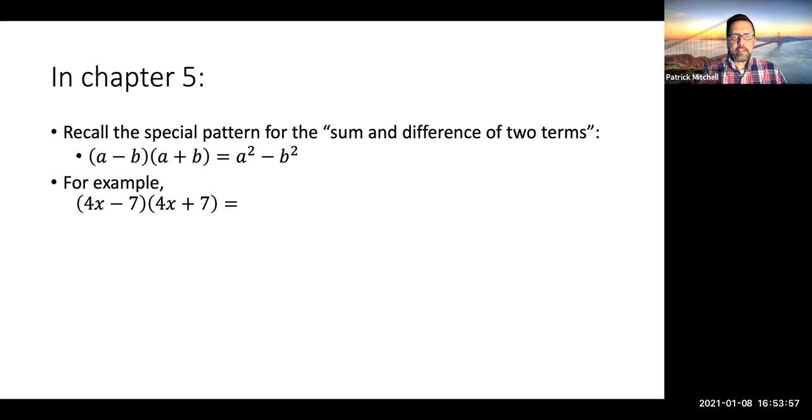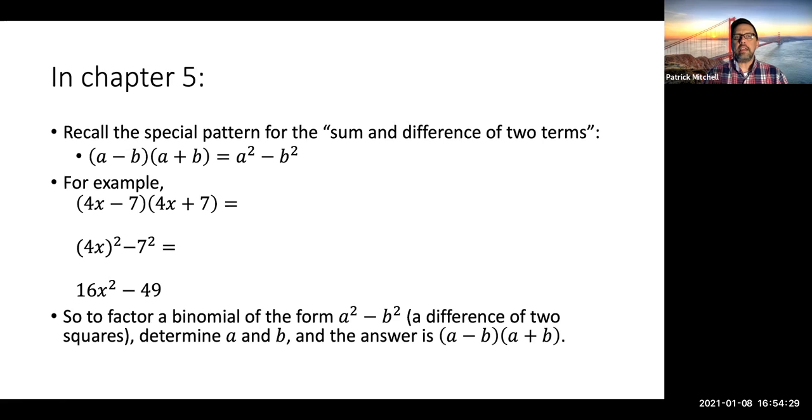All right, so for example, 4x minus 7 times 4x plus 7. You could FOIL that if you really wanted to, but it's faster to just notice that this fits the pattern that you see here. So all you have to do is square the 4x and square the 7 and take the difference of those two squares. So the square of 4x minus the square of 7 comes out to 16x squared minus 49.